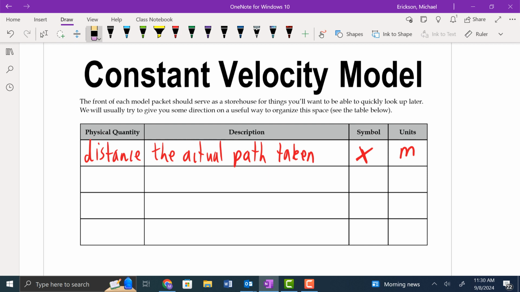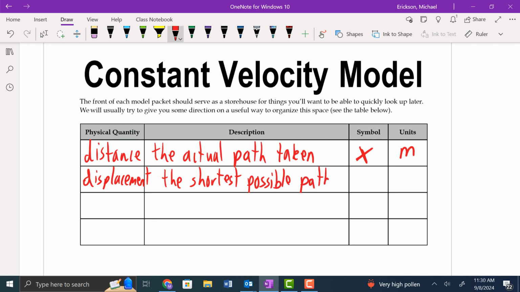So distance is the actual path taken. I'm going to give you another term, displacement. Have you ever heard of people being displaced maybe? That's what you should be thinking for this term. So displacement is the shortest possible path. That's how I'll describe it. Now, if you look this up, you'll probably find different definitions. I think this is the easiest way to explain it though.